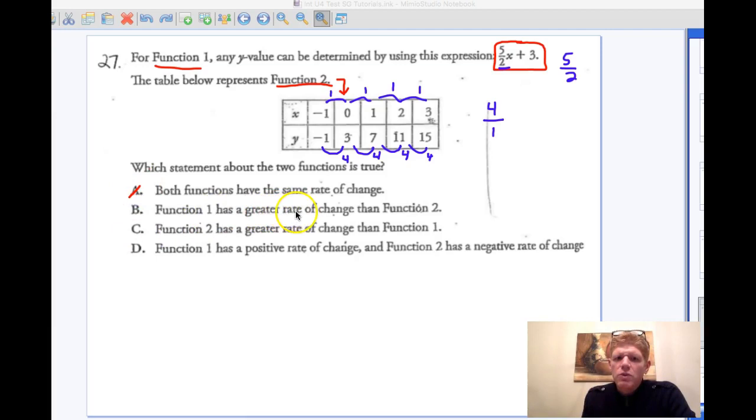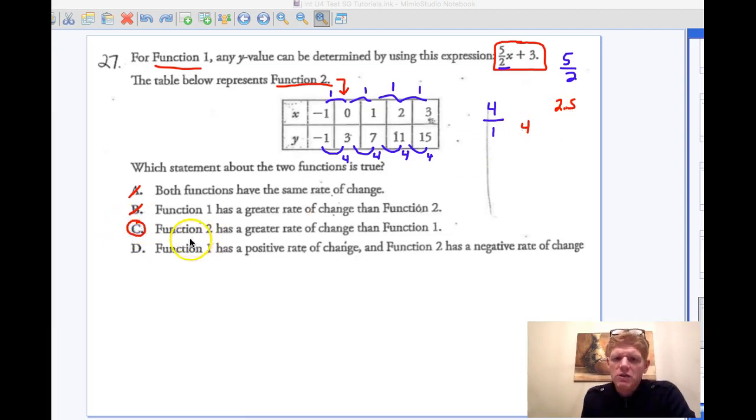Is it true that function 1 has a greater rate of change than function 2? Well, function 1 has a rate of change of 5/2, which winds up being about 2.5. And function 2 has a rate of change of 4. So 2.5 or 4, which one is greater? Function 2 is greater. Letter C, function 2 has a greater rate of change than function 1. Well, that is true. We just demonstrated that. 4 is greater than 2.5, so that's probably going to be our right answer.